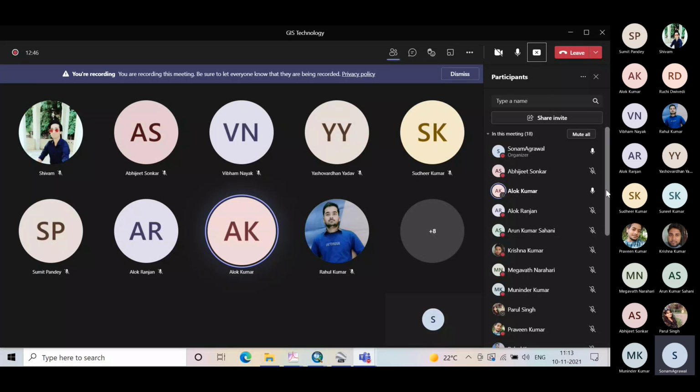Don't get confused between resampling and reclassification. Both are different things. I am asking about reclassification. The resampling thing is already explained. What is reclassification?